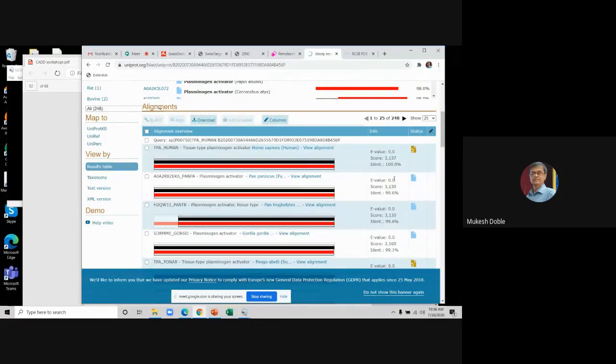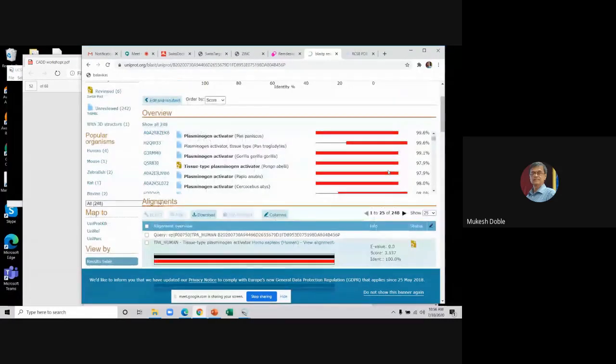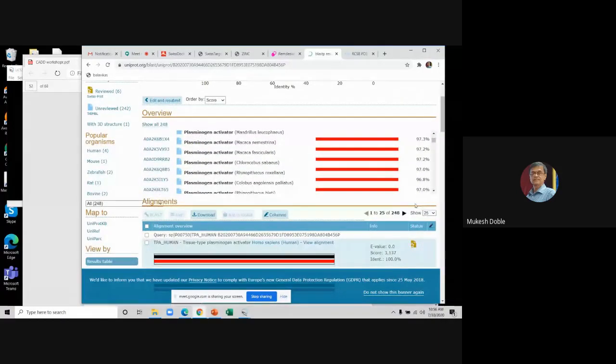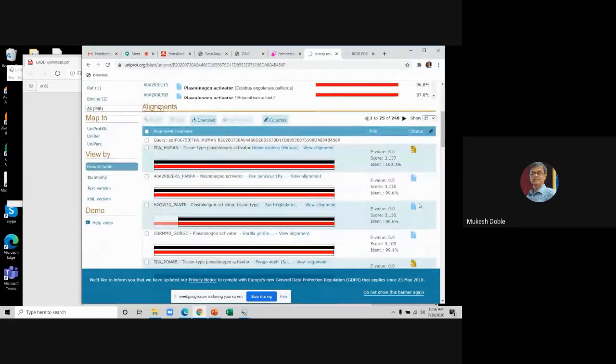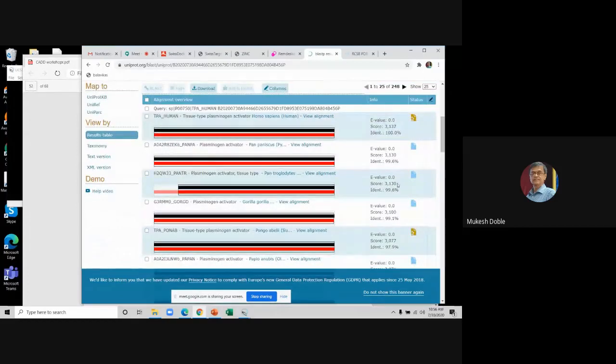And then it also gives you a percentage. In real life, you will not get 100%. Here, this is an example of an existing protein sequence itself. That's why you got 100%. Otherwise, as you can see, different numbers are there. It's not that you always have to take the protein which is 100%. It depends on your problem.